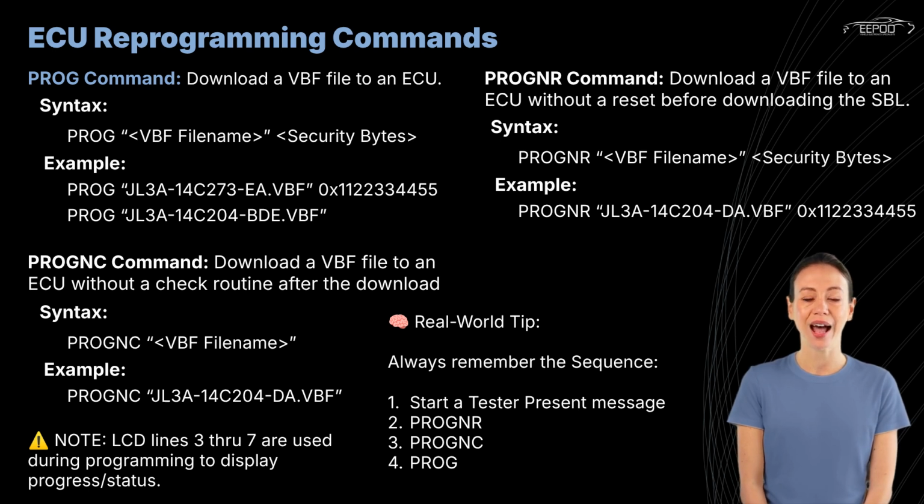Do not reset at the beginning. Use prognr for SBL. Don't do checksum validation in the middle. That's what prognc is for. Only validate and reset once, at the end, with prog. Once you get this pattern down, flashing ECUs becomes super predictable and scalable. You can flash as many files as you want, no manual intervention needed, and FSCRIPT handles it all cleanly.